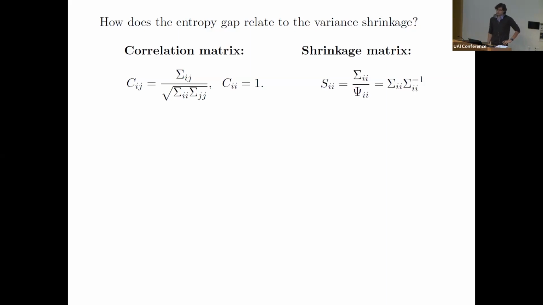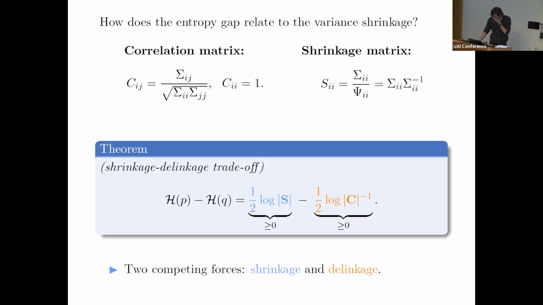So I'm going to introduce two actors here. One is the correlation matrix of my target distribution, and the other one is this shrinkage matrix. It's a diagonal matrix, right? And basically, it's the ratio of the true marginal variance over the approximate marginal variance. And this is the shrinkage-delinkage trade-off, which tells me that the entropy gap is going to be due to two competing forces. One is the log of S, and what this is saying is the more you underestimate the marginal variances in every direction, the more you're going to underestimate the entropy. So this is exactly what you expect.